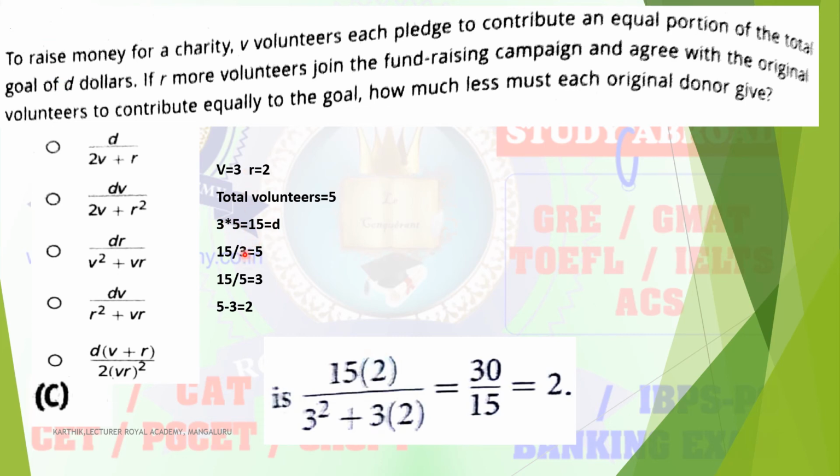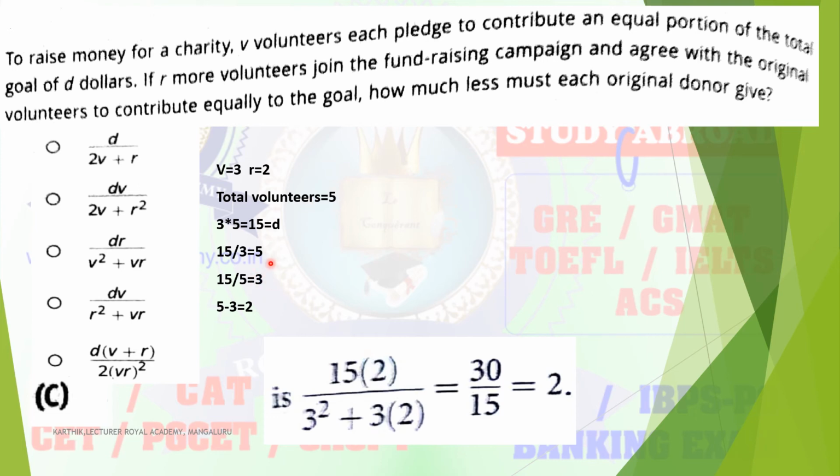Then initially 15 divided by 3, the original volunteers, they have to pay 5. Each member has to pay $5 to reach D dollars. Then the volunteers are increased by 2, the total volunteers is how much? 5. So 15 divided by 5 is nothing but each member has to pay $3 after increasing the members of volunteers.